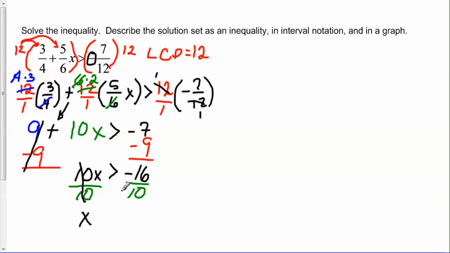Now be careful here. You might be tempted to change the direction of the inequality because you see this negative sign here. But remember, the rule is that we only change the inequality if we divide by a negative. We're dividing by positive 10, and so that means the inequality is not going to change directions.